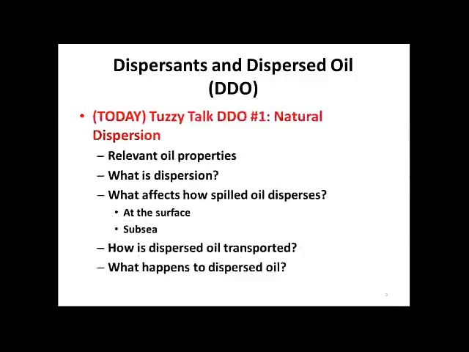But today, I'm going to talk about natural dispersion because we need to understand that dispersion of oil occurs naturally. You don't need chemicals to do it. The chemicals enhance the dispersion, but first we have to understand what dispersion is and what it means to have dispersed oil, okay?